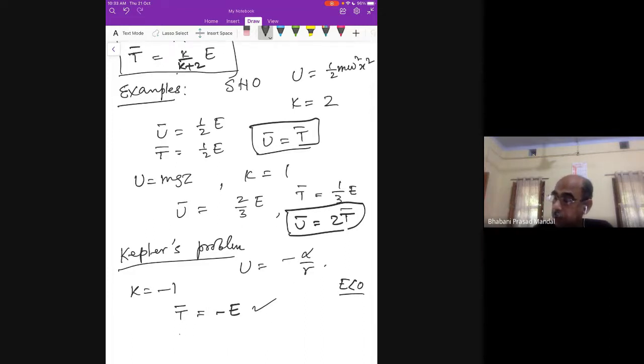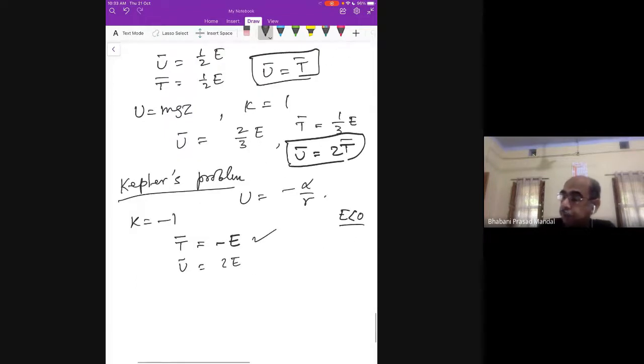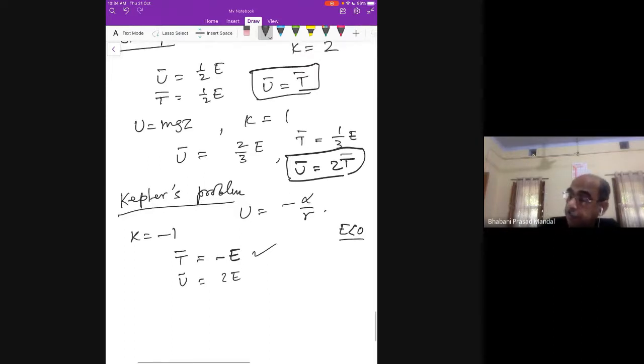And U bar of course will be 2E because their addition has to give you E. That also you can find from k equal to -1. So denominator will be 1, numerator will be 2. So 2E. Okay. Do you have any question? Otherwise, we'll move on. You must have one question. If you don't have, then you are not fully understanding this. That is why I asked.